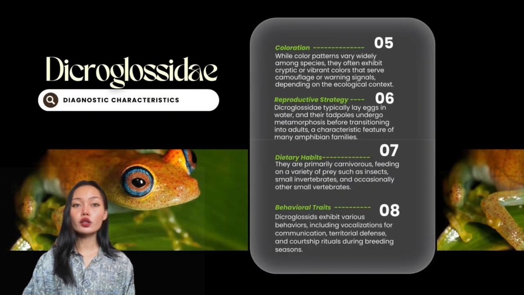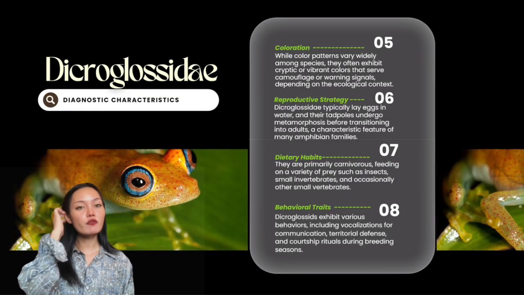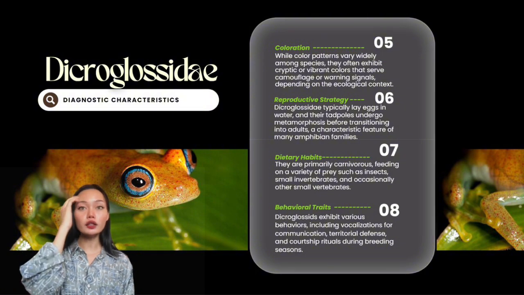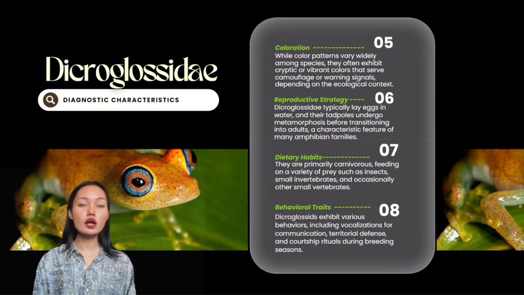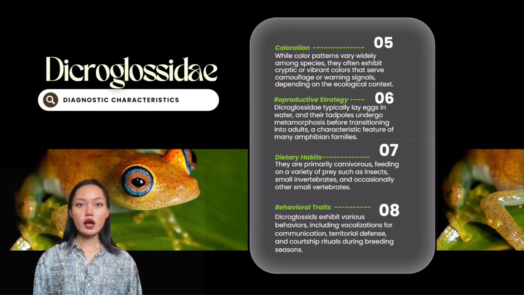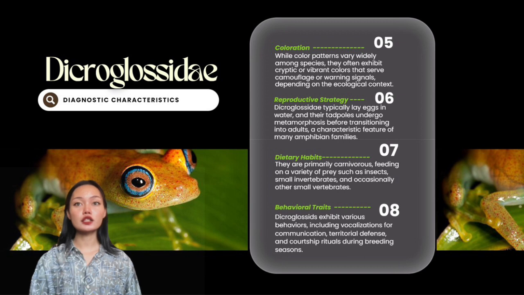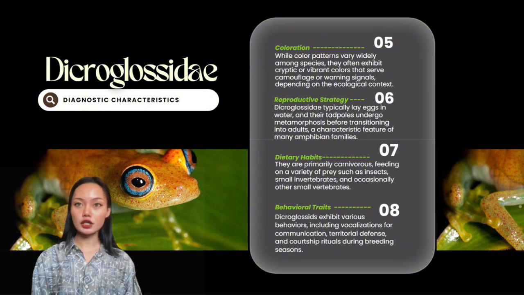Next is their coloration. As we can see, some of the frogs have different colors, and the Dicroglossidae family has very vibrant colors that serve as camouflage and also as warning signals, depending on the ecological context. Next is the reproductive strategy.